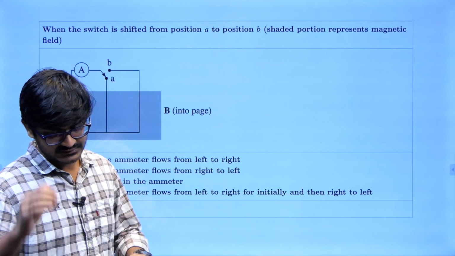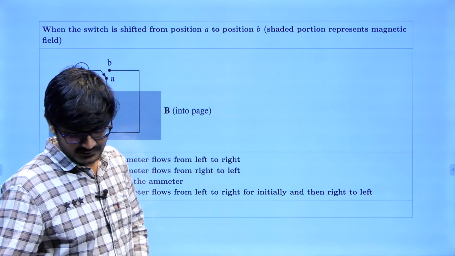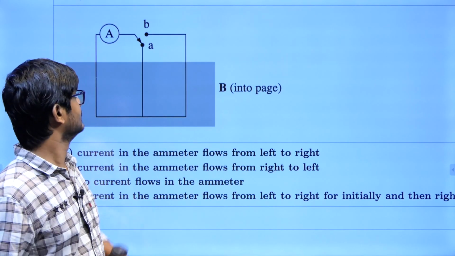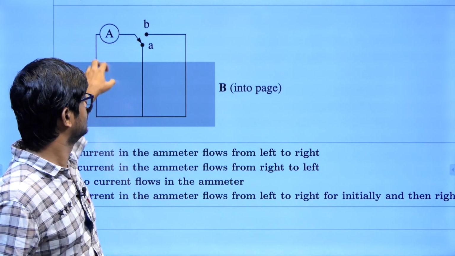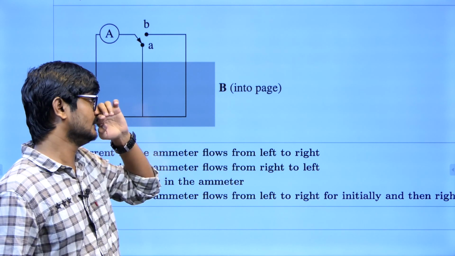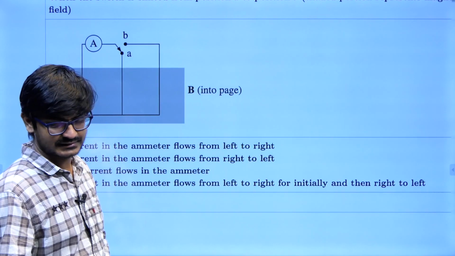The next question was: when the switch is shifted from position A to B, what will happen to the current? Now it may seem deceiving that initially flux is through this loop, thereafter flux is through this big loop, so initially the area is only A, finally the area is 2A. You may tend to do it by Faraday's law, but there is a problem with Faraday's law.